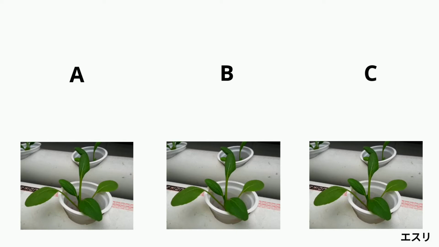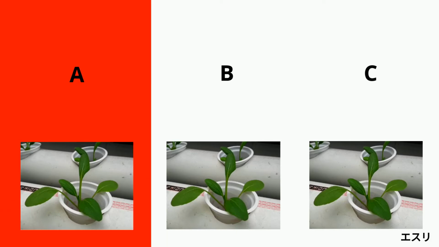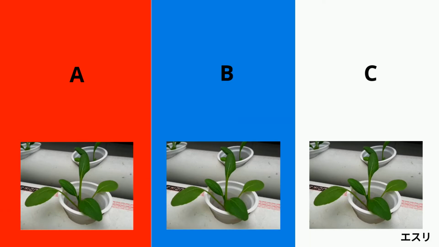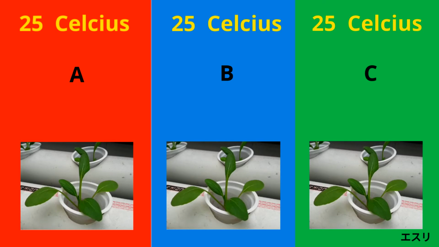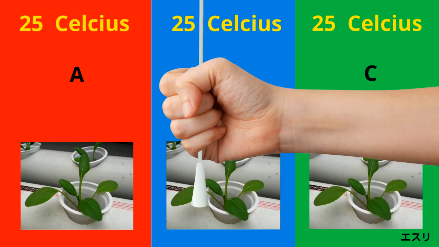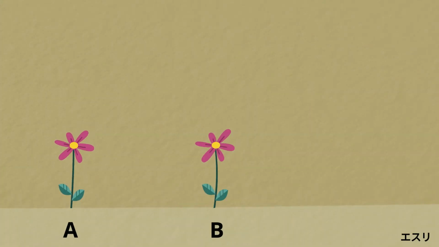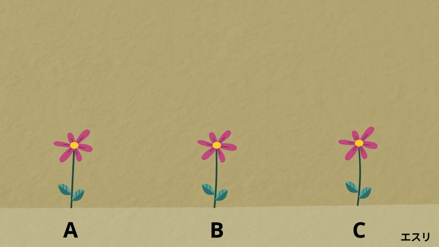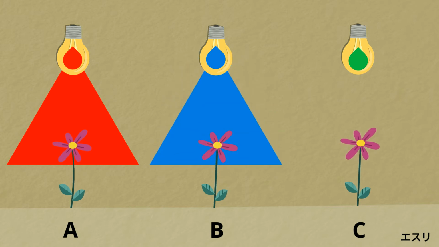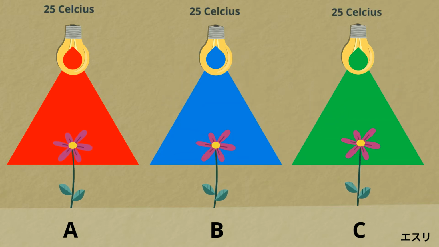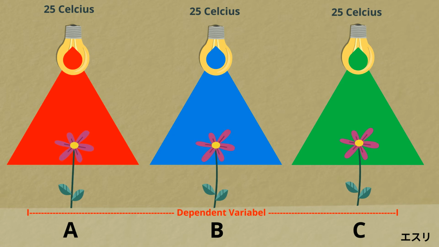Okay, let's take example. If there are 3 plants with the same profile being planted in 3 different color of lights and stabilized at 25 degrees Celsius, we can determine all variables in this experiment. In this case, growth of plant playing role as dependent variable. Color of lights refer to independent variable. And the same temperature represented as control variable.